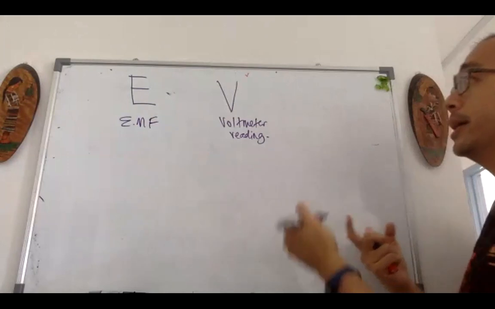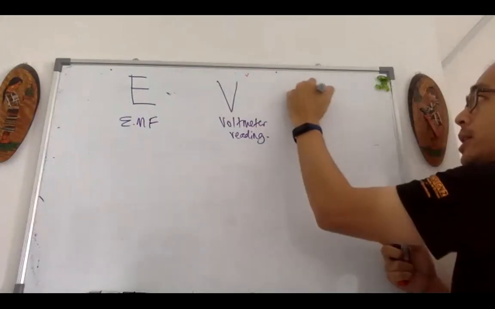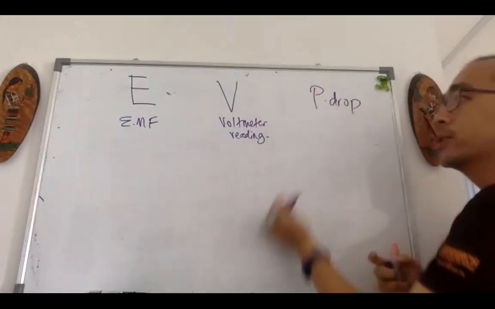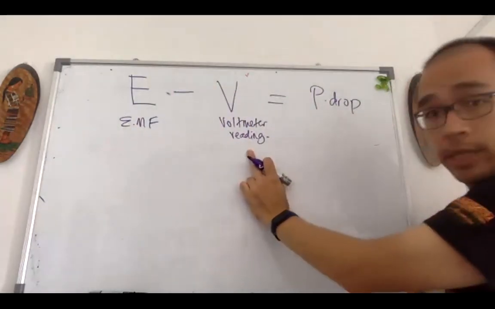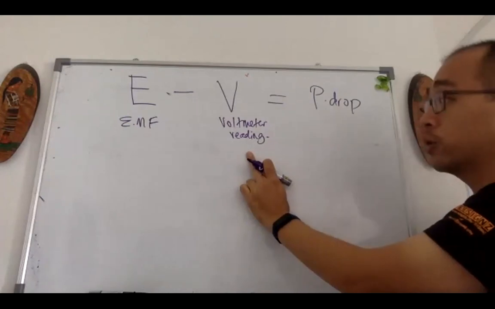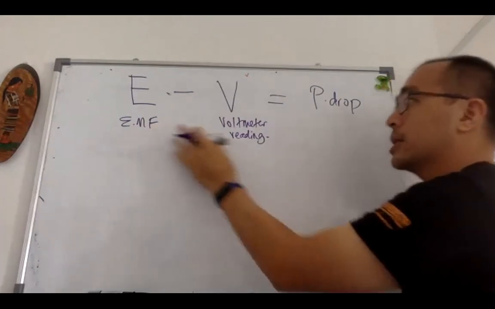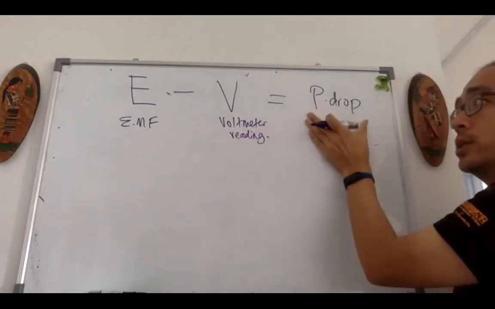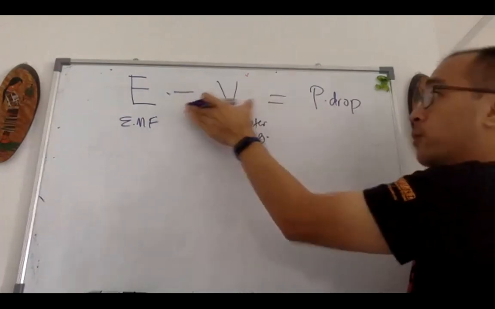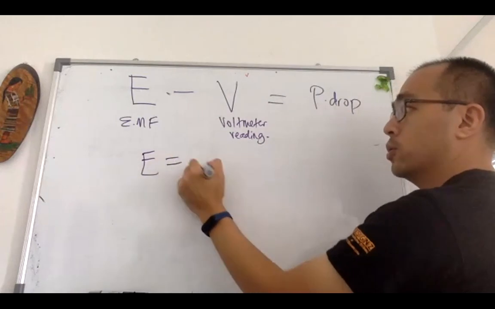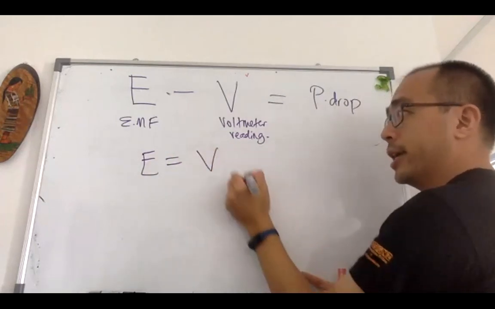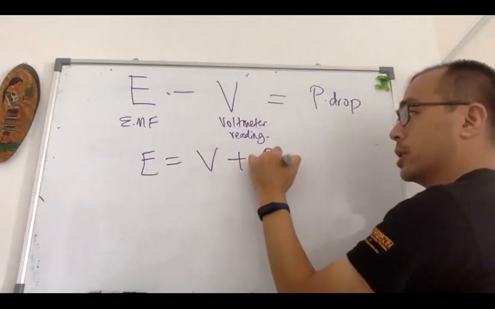So in the end, how do we find the potential drop? The potential drop will be the electromotive force minus the voltmeter reading. This is what we have established so far: electromotive force minus the voltmeter reading equals the potential drop. Now, if I move this over here, I get the electromotive force equals the voltmeter reading plus the potential drop.